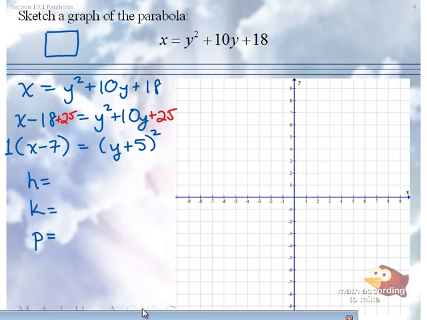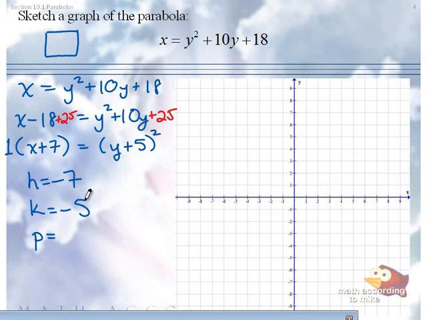H is always with x. What does h equal to? 7. Oh, you know what? I just realized something. That should be x plus 7. Sorry about that. I'm a bad person. That means h is really negative 7. What is k equal to? Negative 5. Got that one right.